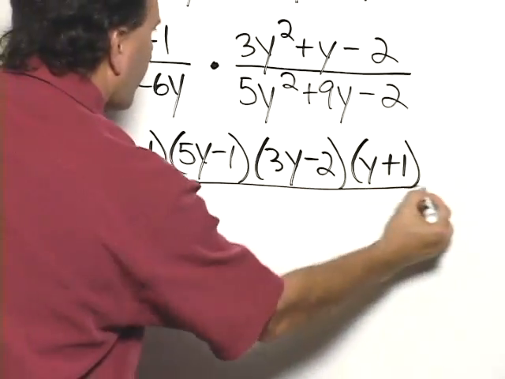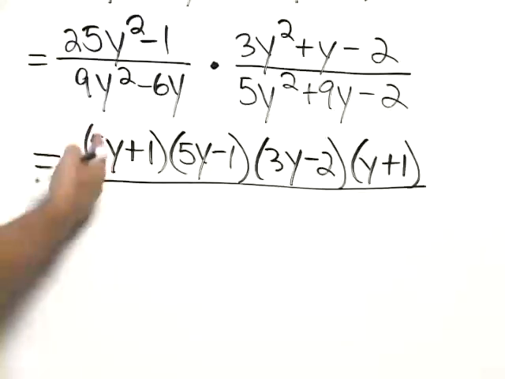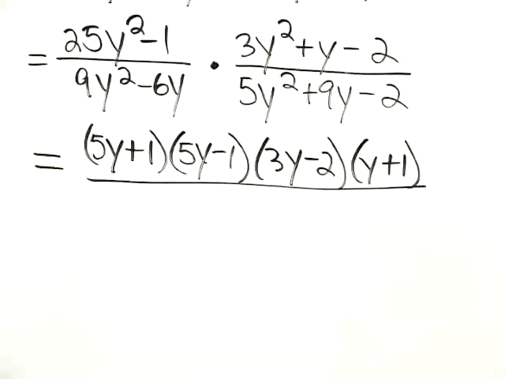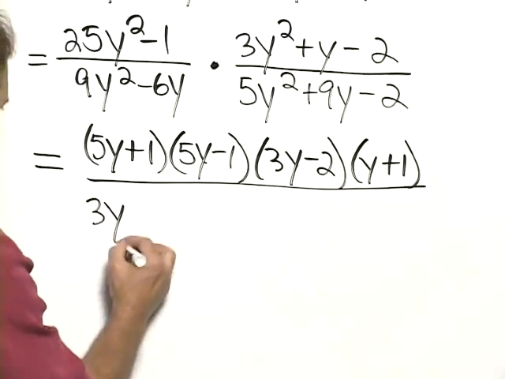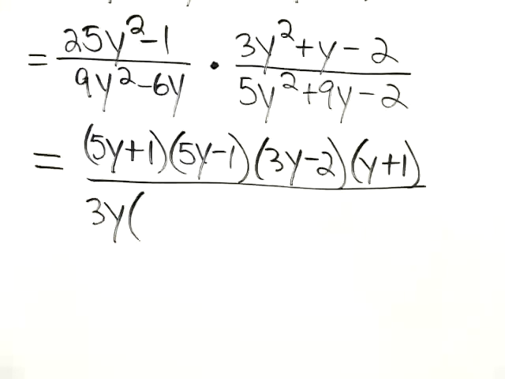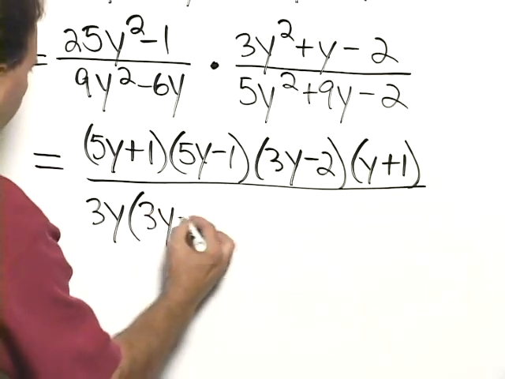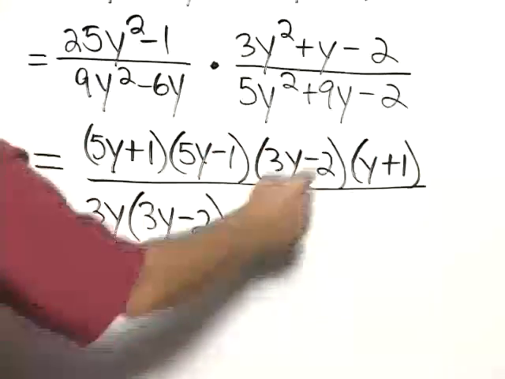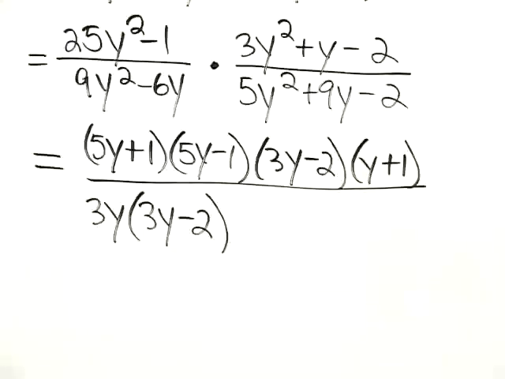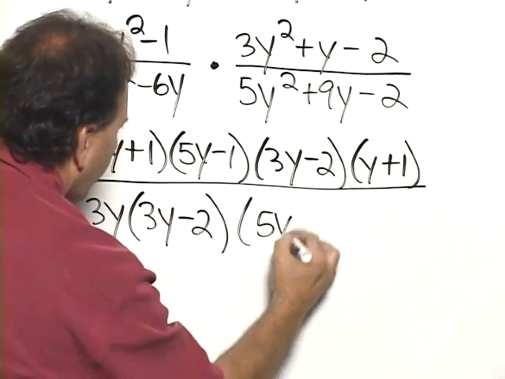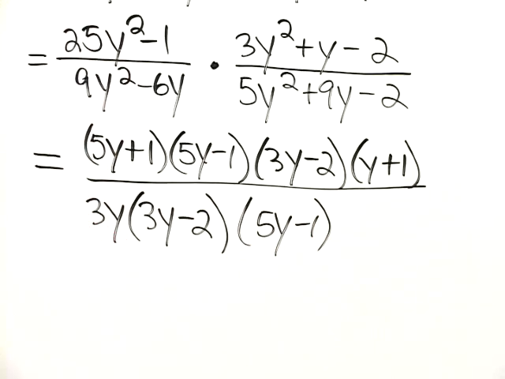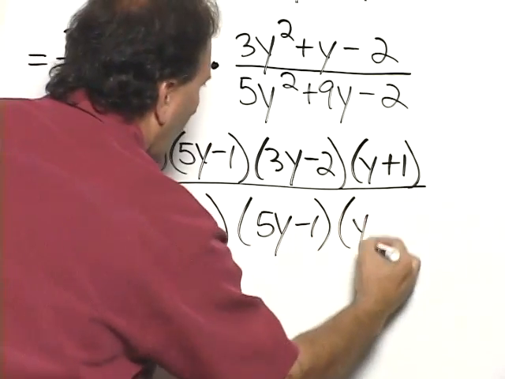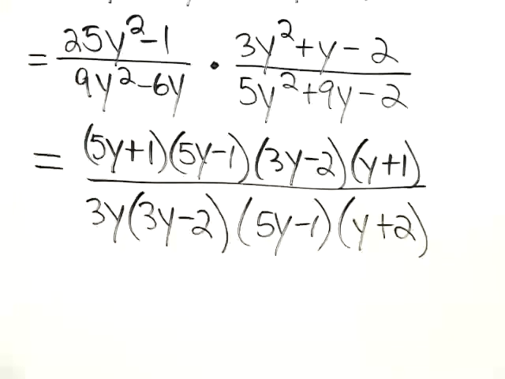That's the numerator. Our denominator, we factor 9y squared minus 6y. We can factor out a common factor of 3y. And inside the parentheses, we would have 3y minus 2. Factoring this trinomial, it factors as (5y minus 1) times (y plus 2).